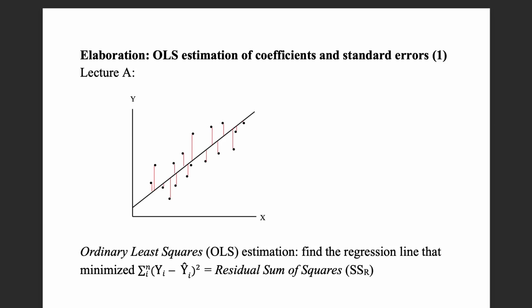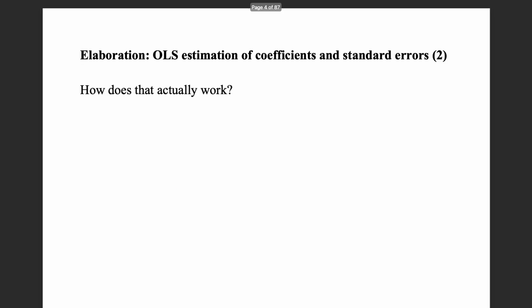And actually that's what ordinary least squares estimation does for a regression model. It works exactly by finding a regression line that minimizes the residual sum of squares, so the squared values of all these individual residuals added up together. That's exactly what it actually does: finding mathematically the smallest value for that sum of squared residuals.